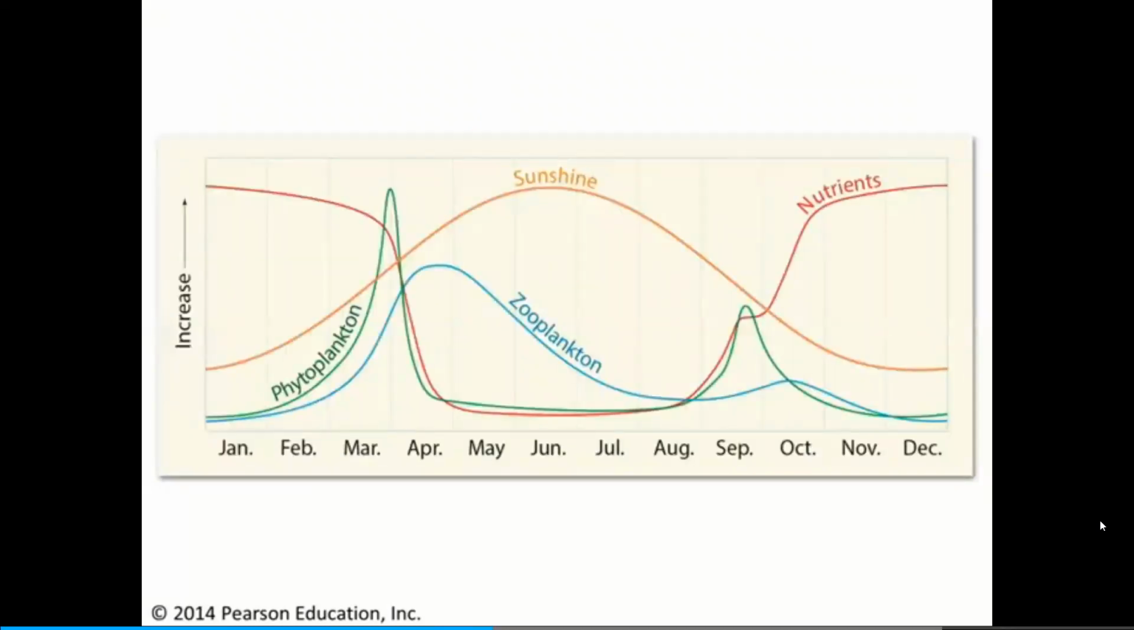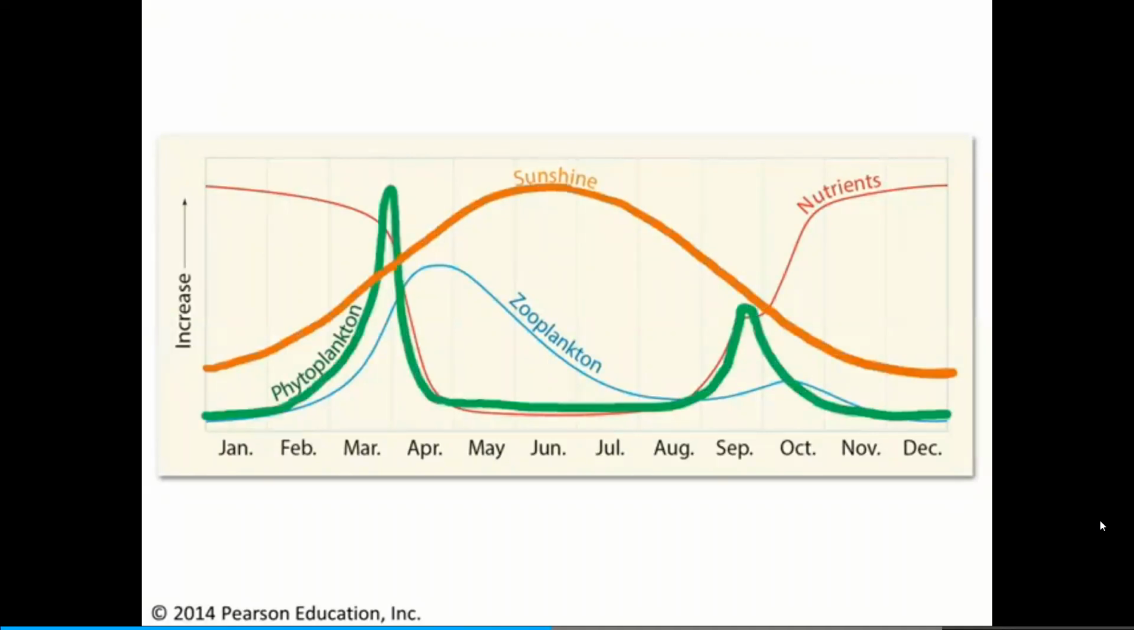Now let's look at a more complicated situation here. This is one for the temperate latitudes, where we've got several different curves here showing the increase in various proportions over the course of the year. So sunlight is the first thing. So you can see that basically there's more sunlight in the summer and less sunlight in the winter. And then we're going to take a look at the relationship between phytoplankton, nutrients in the water, and zooplankton.